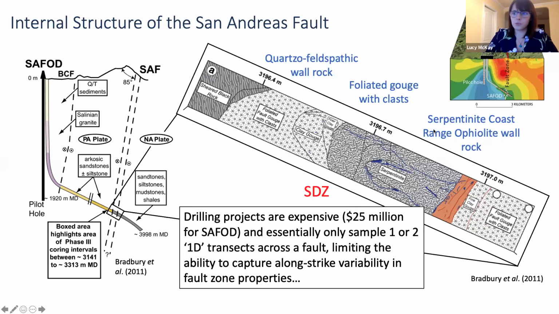But such projects are very expensive. The bill for the San Andreas project alone was $25 million. And they're also limited in what they can tell us. Essentially, it's just a 1D transect across a fault. You can't capture the internal variability.